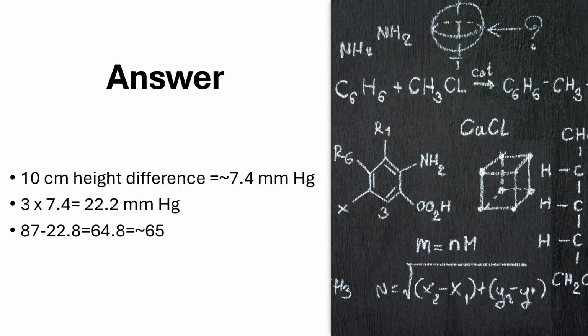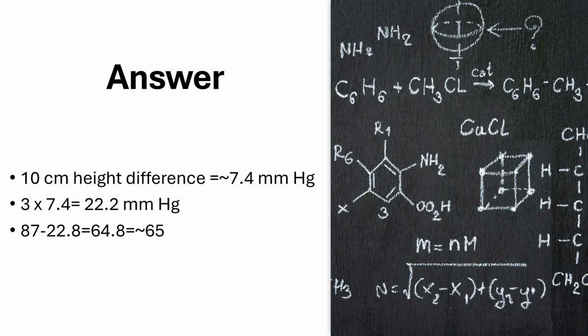So let's go through the answer. It is important to note that the estimate for every 10 centimeter height difference of the transducer is about 7.4 millimeters of mercury difference. So remember that there is a 30 centimeter difference between the blood pressure cuff and the external auditory meatus. So you multiply 3 by 7.4 and you get about 22.2 millimeters of mercury.